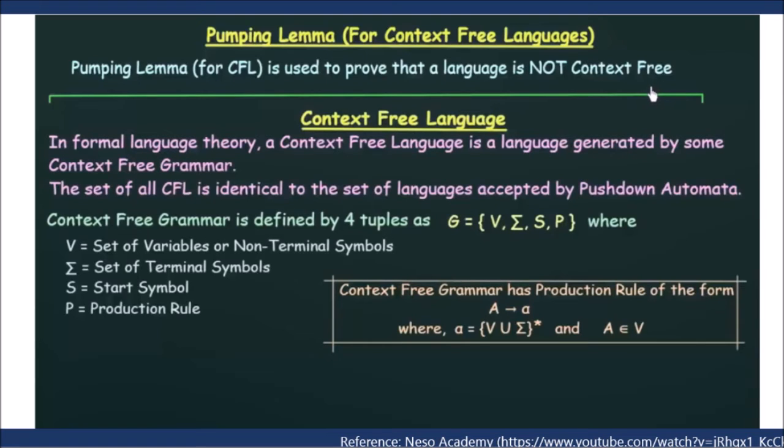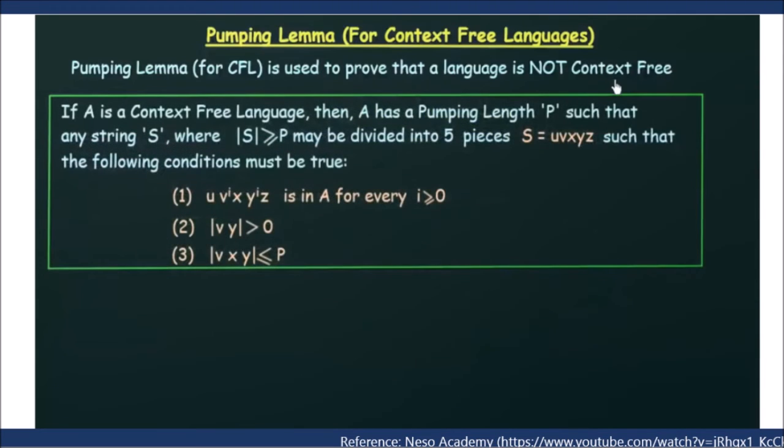We shall see what they are, and we shall see how we can use this pumping lemma to prove that a language is not context-free. Alright, so let's see how we can do it. If A is a context-free language, then A has a pumping length P such that any string S where the length of S is greater than or equal to P may be divided into 5 pieces, S = uvxyz, such that the following conditions must be true. So let's say that we have a language called A. If A is a context-free language, then A will have a pumping length P.